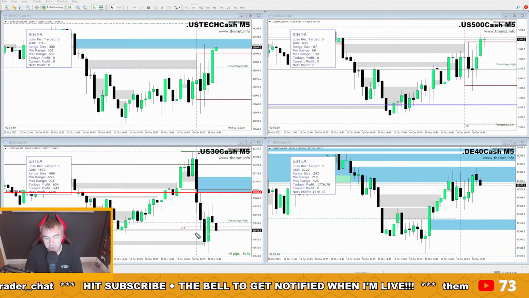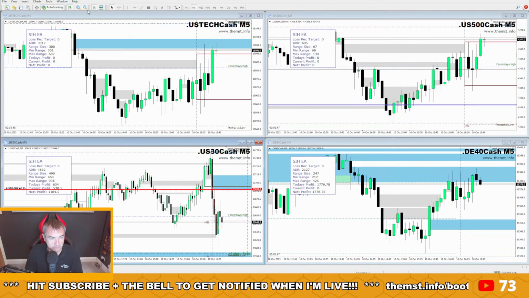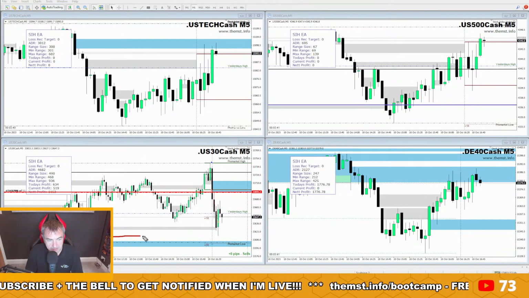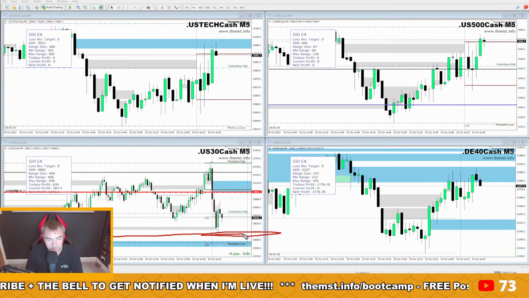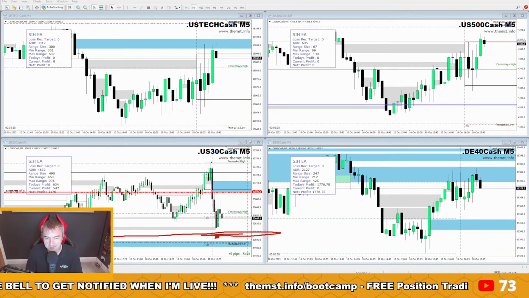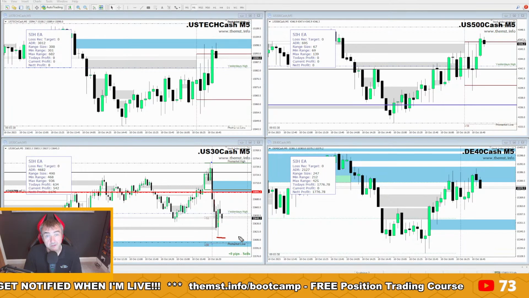There you go. So that's a good TP there, I think, on that Dow because we didn't get down to target. Look, target was there. Might have just about hit target, maybe on that. I don't know. That probably would have missed me by a couple of pips, knowing my luck.